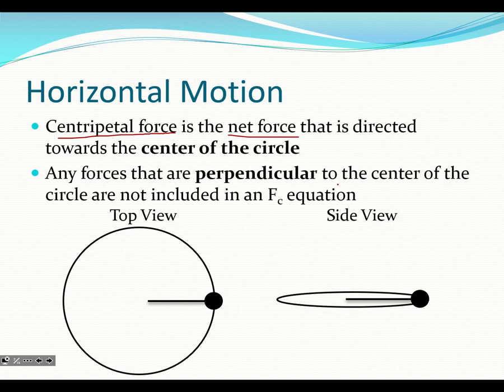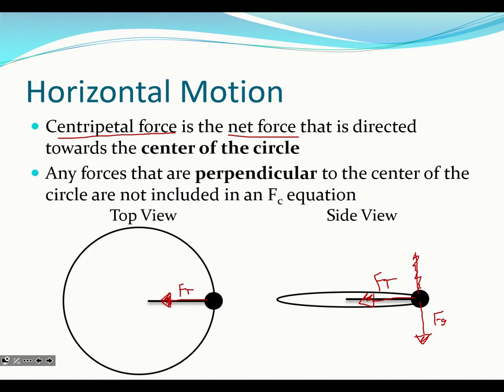So these are two different views that you can look at something moving in a horizontal circle. So this is a side view, and this is a top view, right? If this is a ball and this is a string, then our force of tension goes towards the center of the circle, right? That's all we could really see in the top view. The side view, it's our force of tension that goes towards the center of the circle. But if we draw on gravity in the side view, well, our force of gravity would go that way.